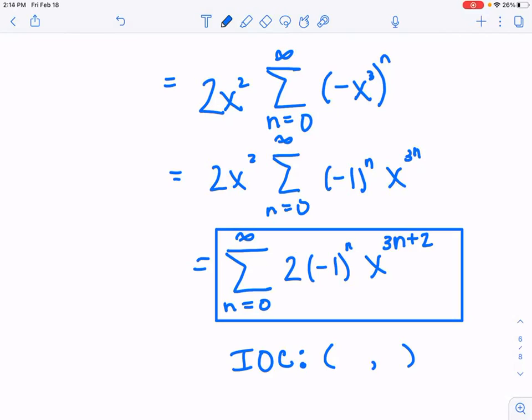What's our interval of convergence? Yeah, -1 to 1. We come back up to here. What is our r? And it needs to be the absolute value less than or equal to 1. Well, if it's x cubed, cubed root of 1 is 1.